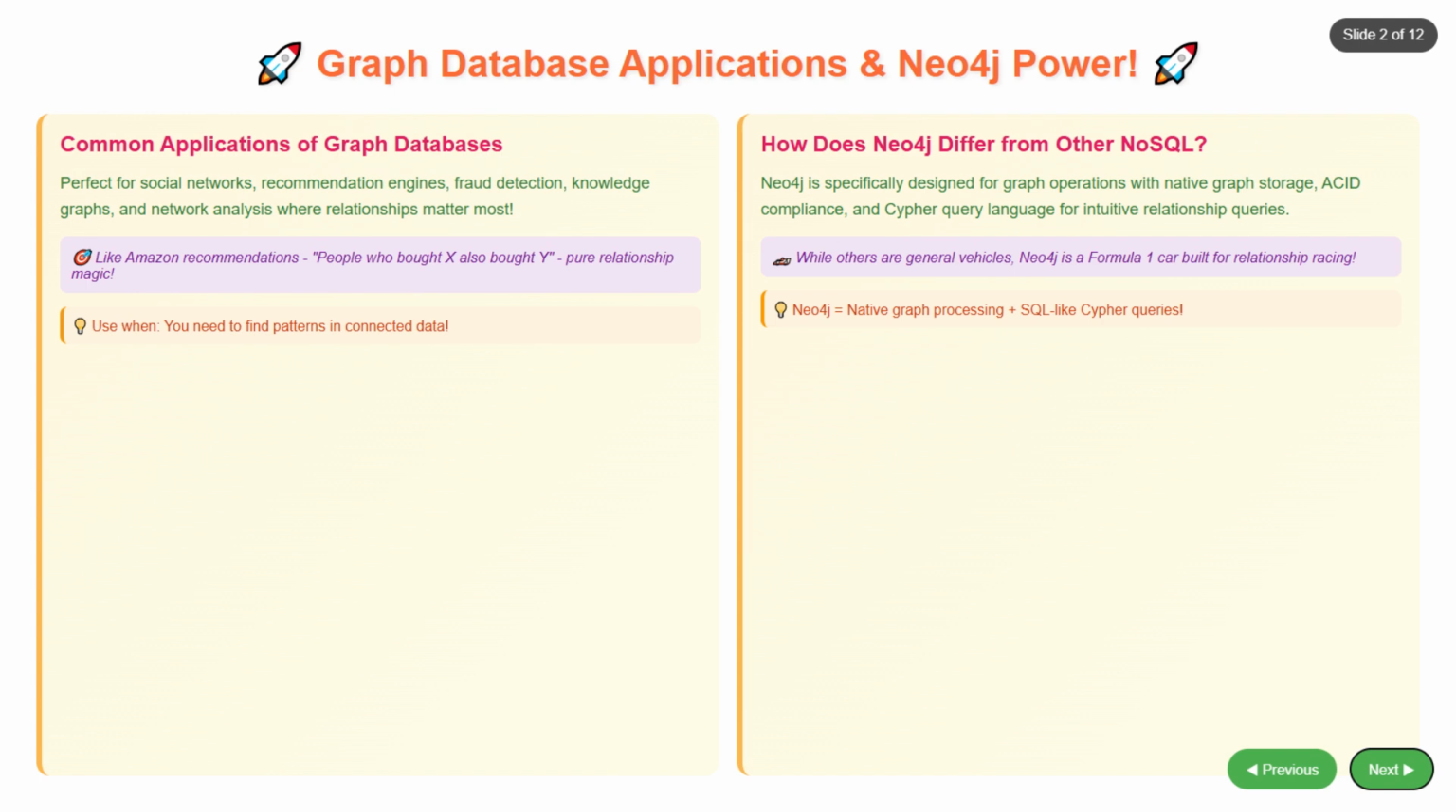Second question, how does Neo4j differ from other NoSQL? Neo4j is specifically designed for graph operations with native graph storage, ACID compliance, and Cypher Query Language for intuitive relationship queries. While others are general vehicles, Neo4j is a Formula One car built for relationship racing.